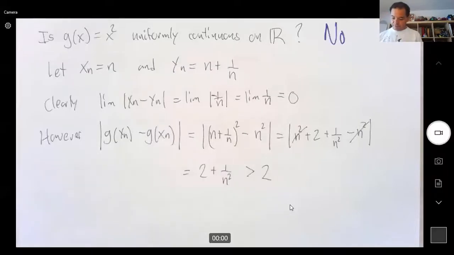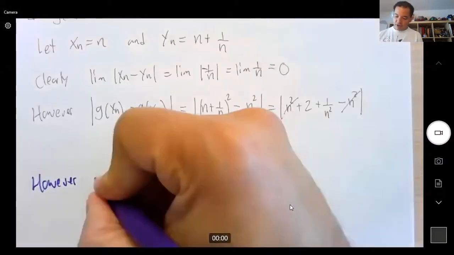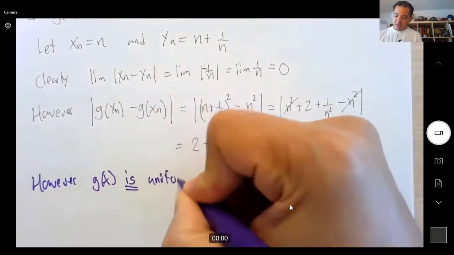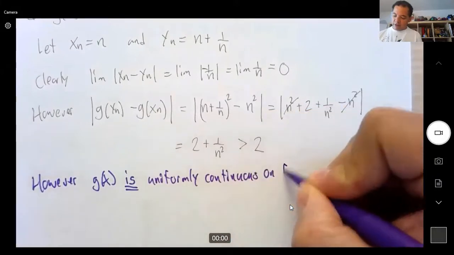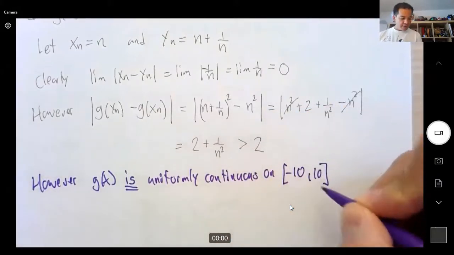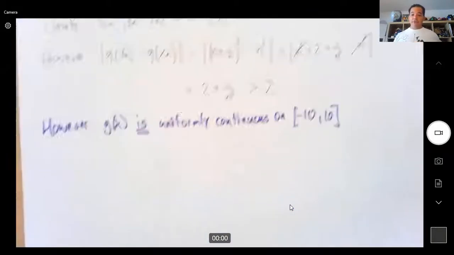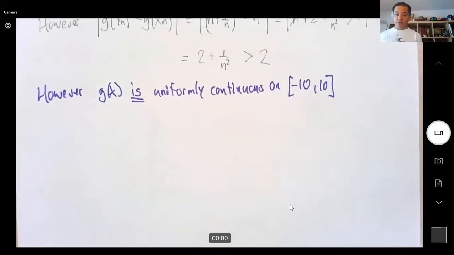So however, g of x is uniformly continuous on the interval negative 10 to 10. So if I don't let you go really, really far away, then I can make it work, right? Now, how do I make it work? Well, all I need to do is pick the appropriate delta, right? So let's try to show it, right?